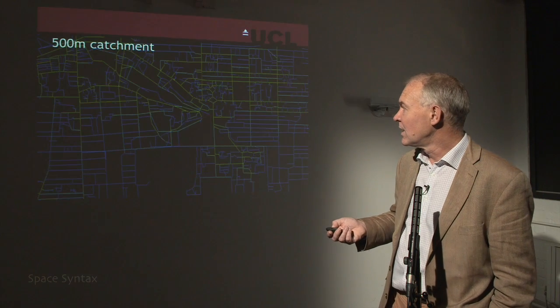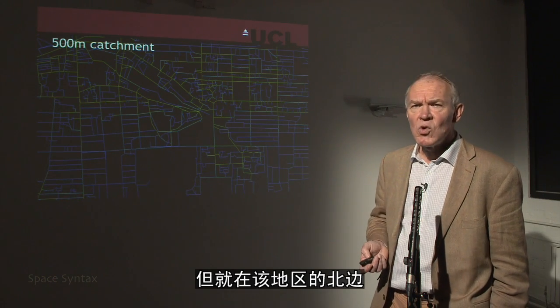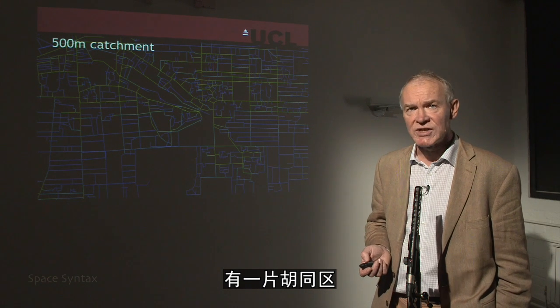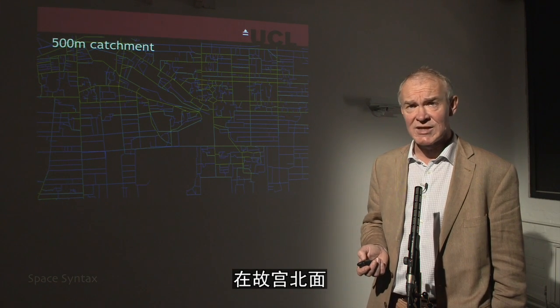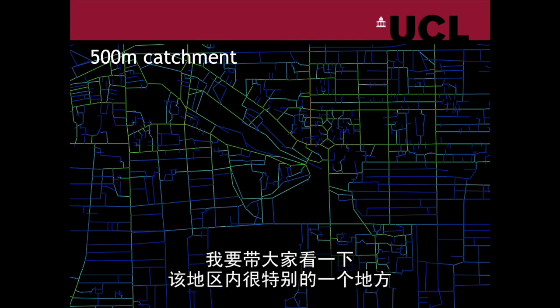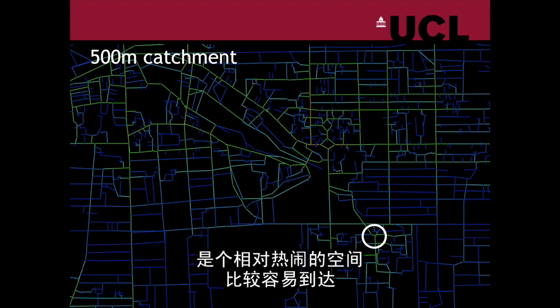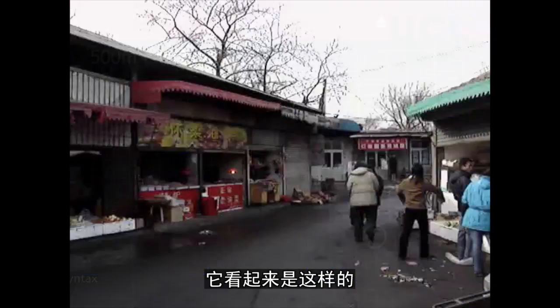But just to the north of that area is a part of the city in the Hutong district to the north of the Forbidden City. And I'm going to just take you to a particular location in that area here, which at the 500-meter pedestrian level in the Beijing city is a relatively warm space. It's relatively accessible. And it looks like this.